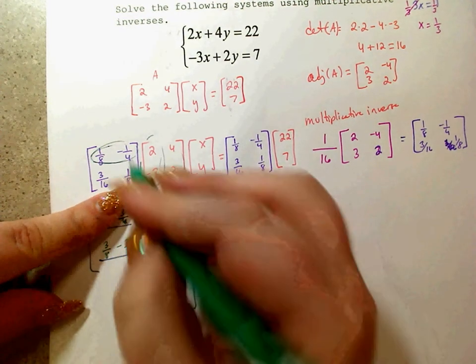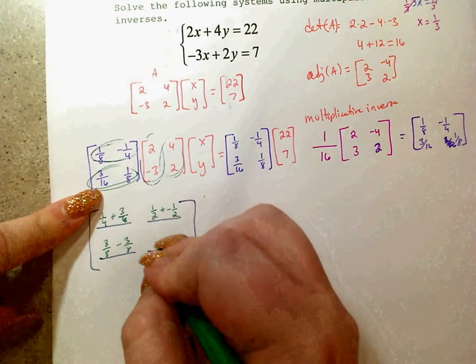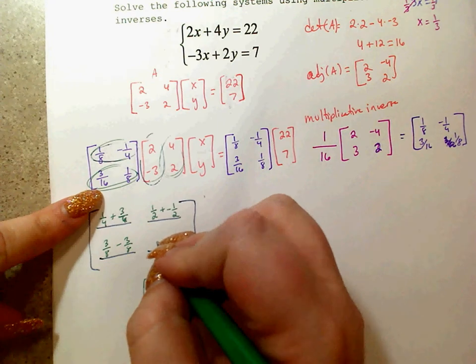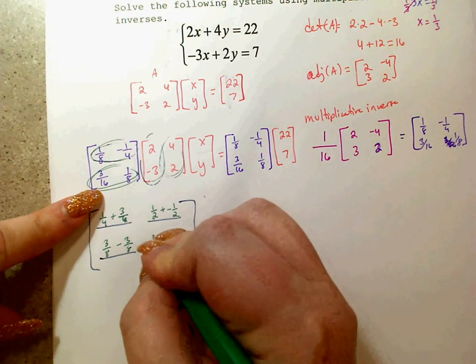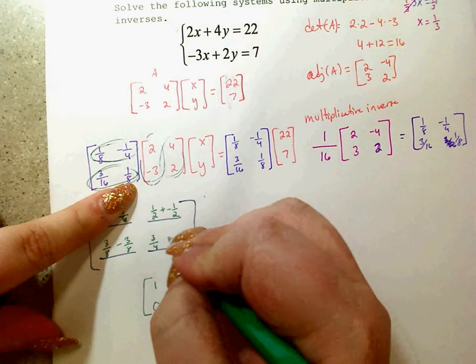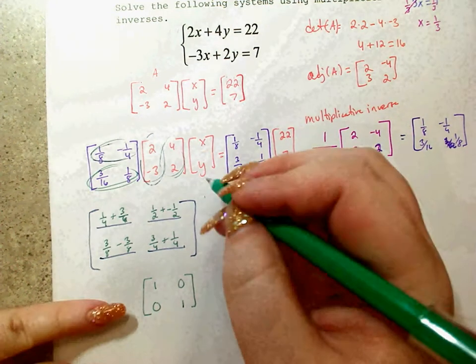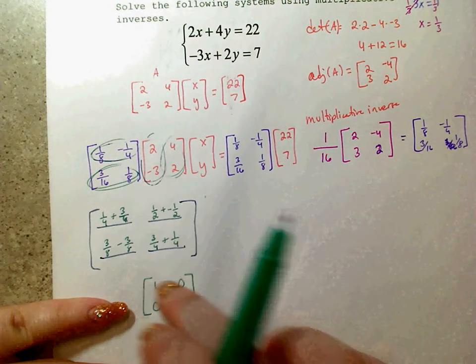And then row by column. So 3/16 times 4 is 12/16, which is 3/4. And then 1/8 times 2 simplifies down to 1/4. So 3/4 plus 1/4 is 1. So you see how we end up with this times this giving me 1, 0, 0, 1 times x y.